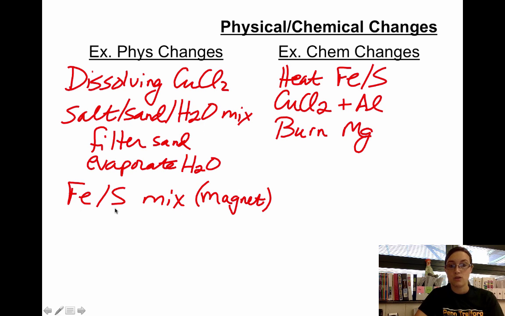If we just mix two things together, that's a physical change. Chemical changes, though, is if we actually heat up this mixture that we made, something new is formed, right? Or if we burn magnesium, that's a chemical change, and you're going to see why. If we add this copper 2 chloride and aluminum together, that's a chemical reaction. Okay, so I want you to keep in mind chemical changes. You want to look at those 5 pieces of evidence to determine if a chemical change took place.